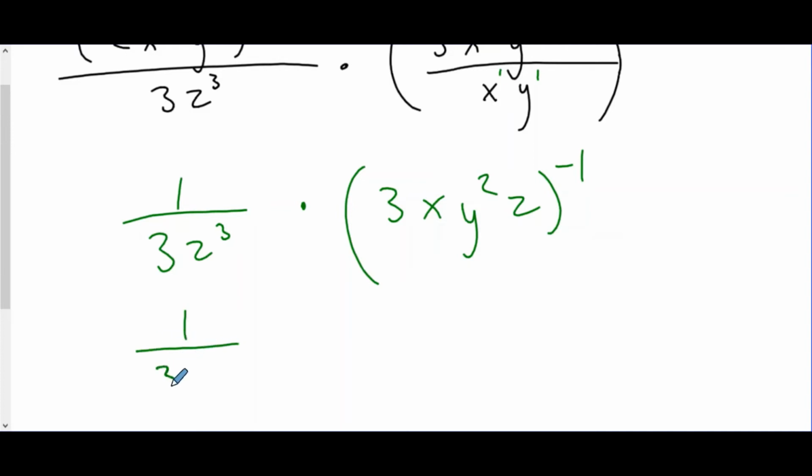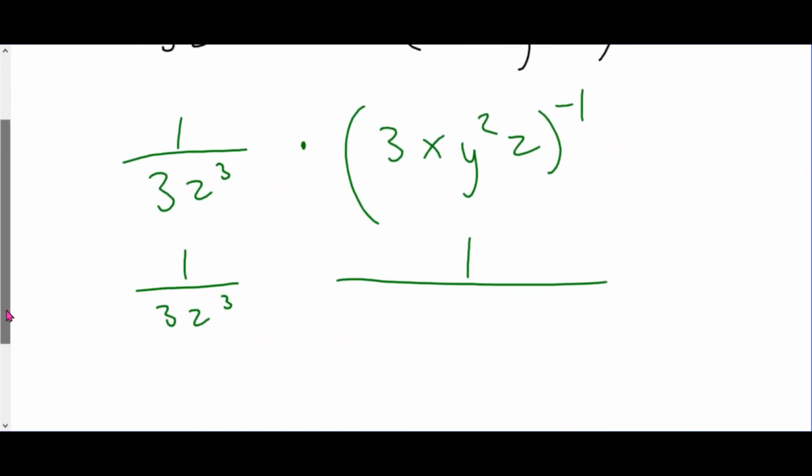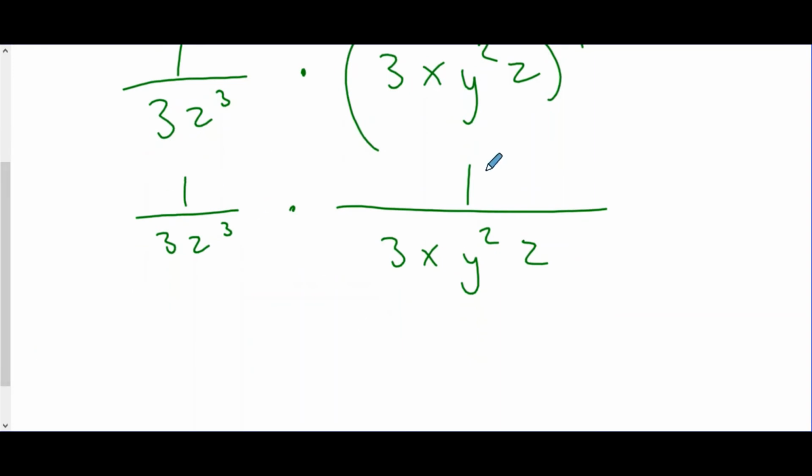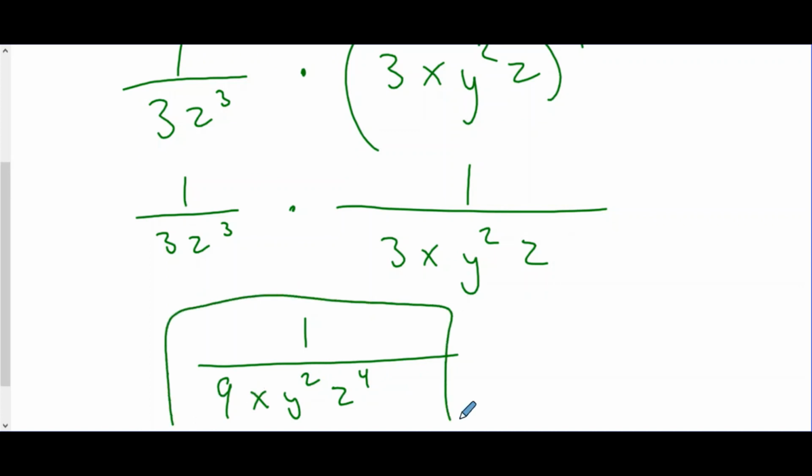So what that's going to do is really just move everything into the denominator. Because the first power doesn't really do anything, but the negative will move everything down here. And now I'll multiply these together. When I multiply fractions, I multiply across. 1 times 1 is 1. 3 times 3 is 9. Again, I write my variables in alphabetical order. So there's a single x, there's a y squared, and z cubed times 1 more z is z to the 4th. And that's it.